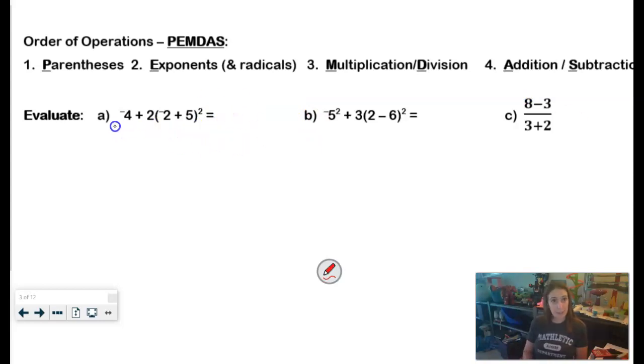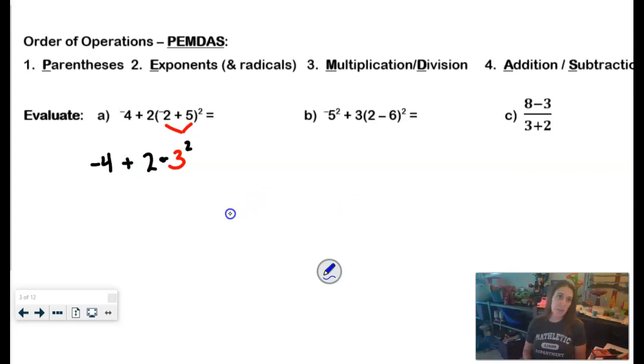And when I look at letter A, there is a problem within a set of parentheses right here. And that says -2 plus 5, which is actually a 3. So this really says 3 to the 2nd power. And then there's a 2 in front of that being multiplied, that's a multiplying sign, hello. And then there's a -4 in front of that that's being added.